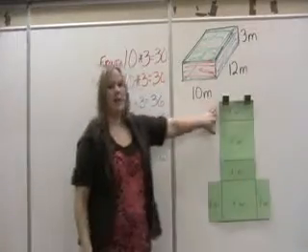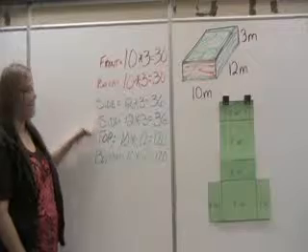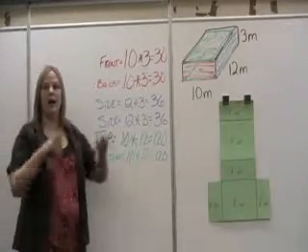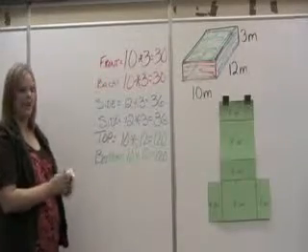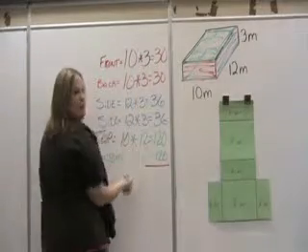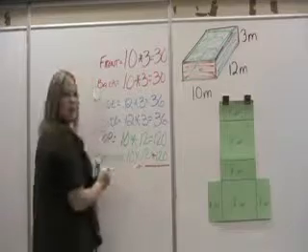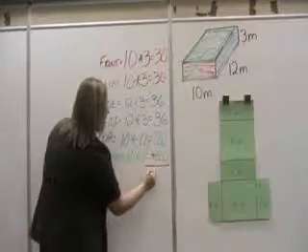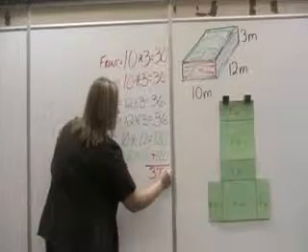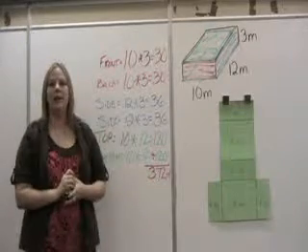Now check again. In the net I had 6 rectangles. Over here I have 1, 2, 3, 4, 5, 6 rectangles. To find the total surface area, I take all of my answers and add them together. So I will have 30 plus 30 plus 36 plus 36 plus 120 plus 120, and I'll get a total of 372 meters squared. It is still labeled meters squared because this is still area, and area is always squared.